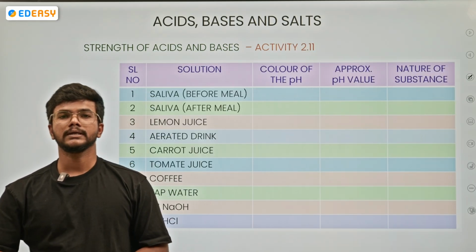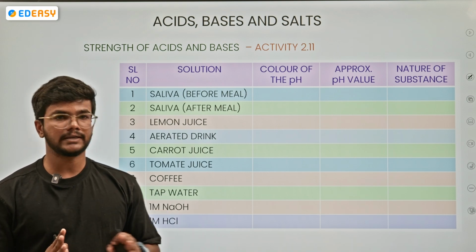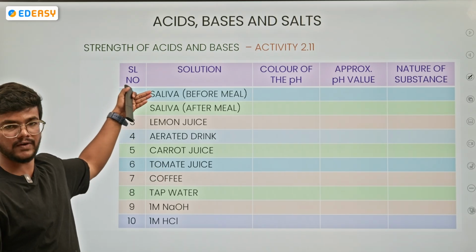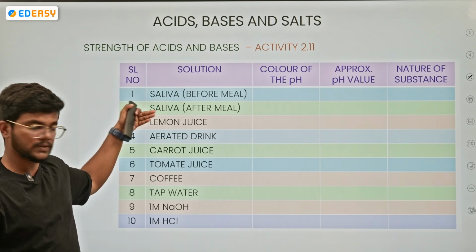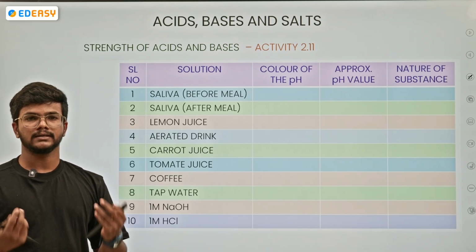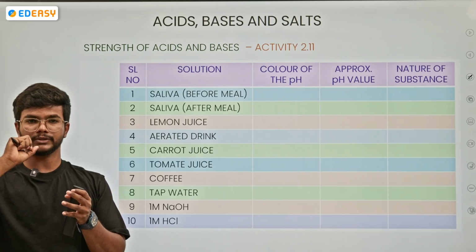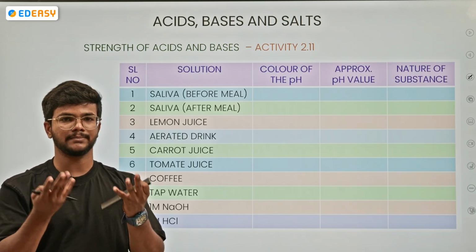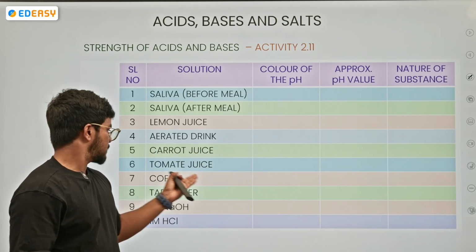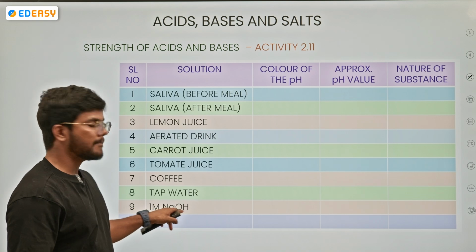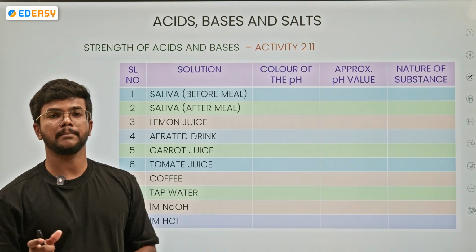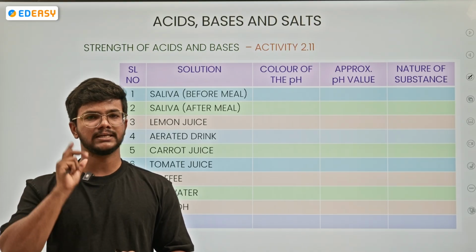Okay, so here we will try to understand the pH of different solutions. The first one is saliva before the meal, saliva after the meal, lemon juice, aerated drink. Aerated means carbonated drink. When carbon dioxide is transferred to the drink, it gives a soda. Then carrot juice, tomato juice, coffee, tap water, 1M NaOH, which is a base, we already know that, and 1M HCl. So what is the meaning of 1M? 1M means molarity. It's a fixed concentration.